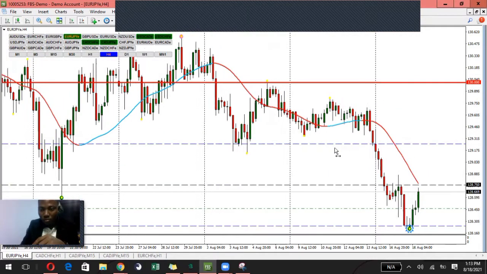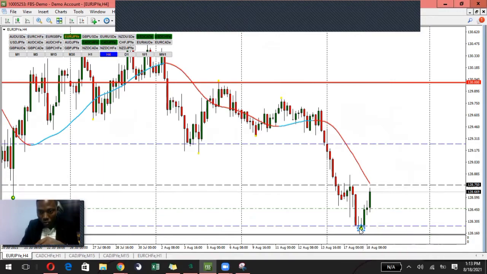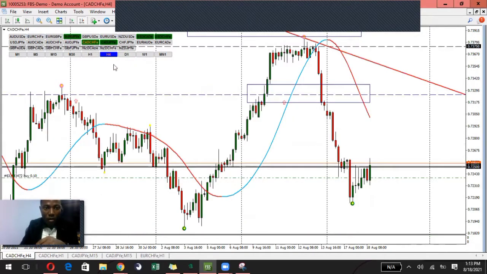Okay, let me show you some of the trades I picked today. All right, so here is my peak formation low. Okay, and I pick my buy. There is a peak formation low, and I'm going for the buy.